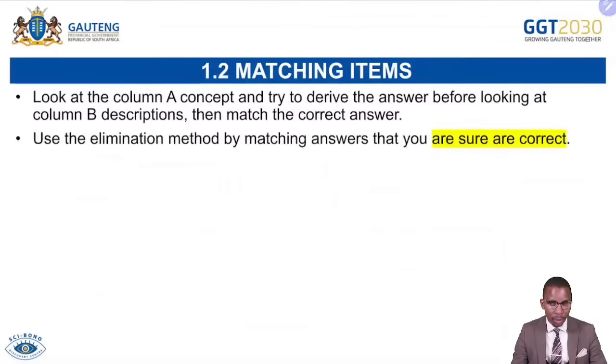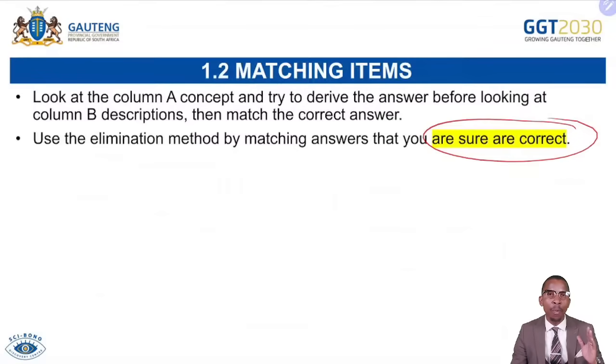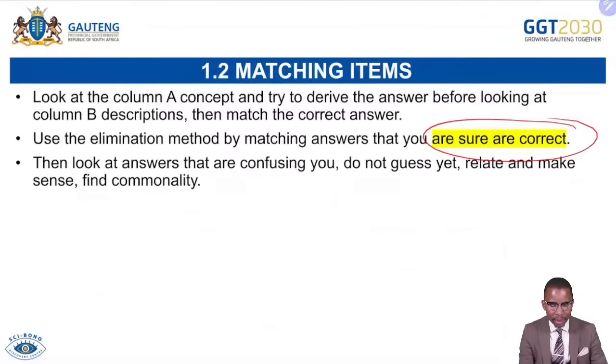So it is important for you to ensure that as you do this in 1.2, you become more careful, because if ever you choose the wrong answer, it happens that that answer belongs to a certain number, meaning that now you have 2 answers wrong. So it is important that you start by using the elimination method. Ensure that you answer what you know first, from 1.2.1 to 1.2.8. Then go back again to double check and make some relevant choices. Then look at answers that are confusing you. Do not guess yet. Relate and make sense. Find commonality between column A and column B on the remaining options.